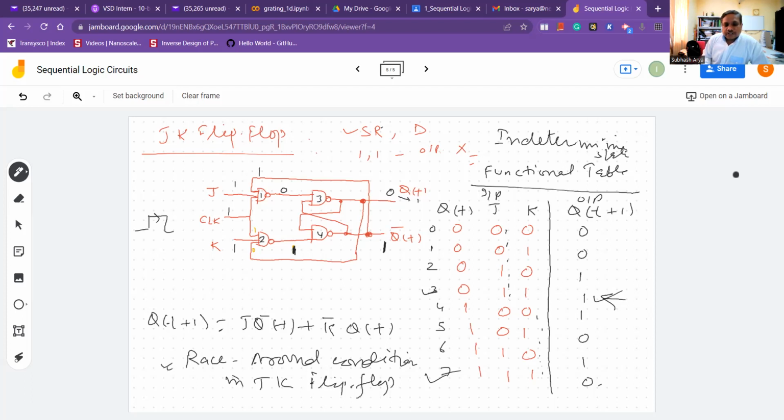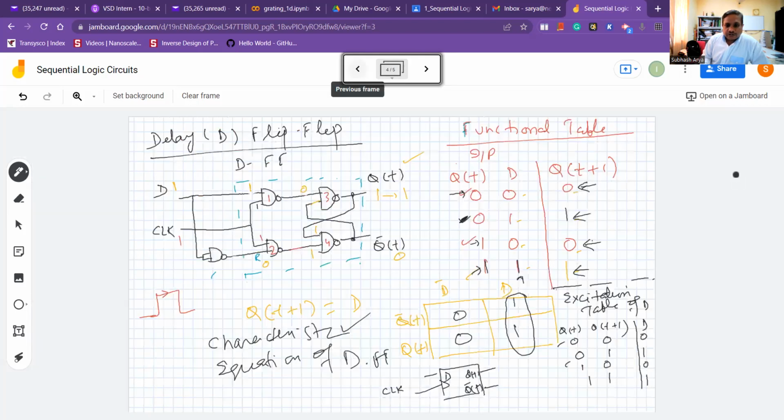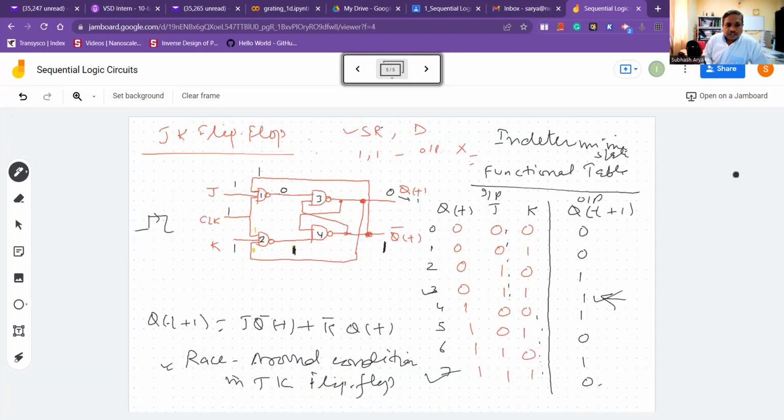I hope you could understand. The way we derived the characteristic equation using Karnaugh map, you can also find the characteristic equation of the JK flip-flop using this functional table. From here, we shall also be able to write the excitation table, so that also I think we should take up in the next class.